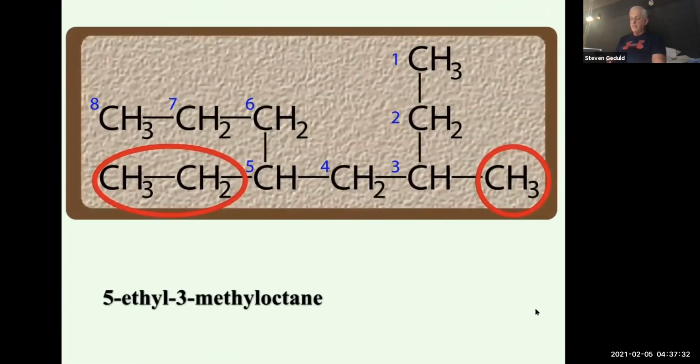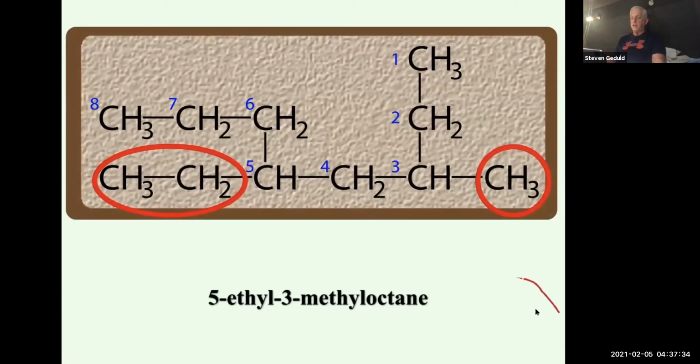Okay. And like I said, 5-ethyl, 3-methyl octane. And make it easy. Always work backwards. Okay. 8 carbon chain, all single bonds. At number 3, there's a methyl group. At number 5, there's an ethyl group.